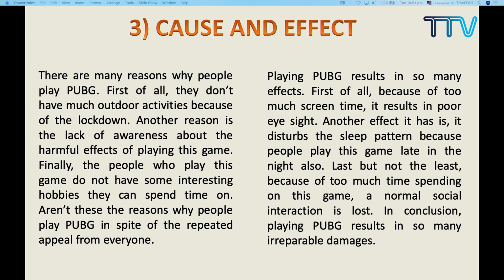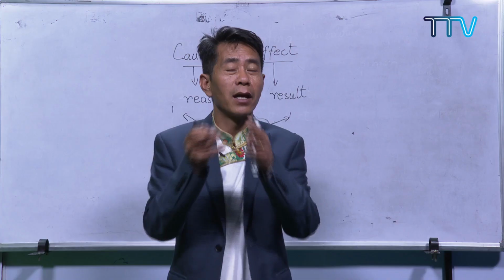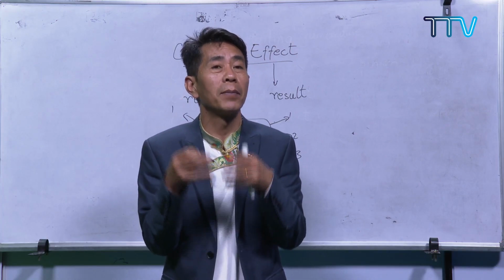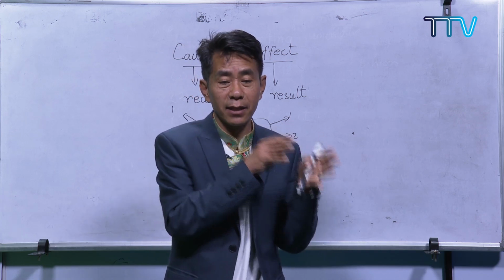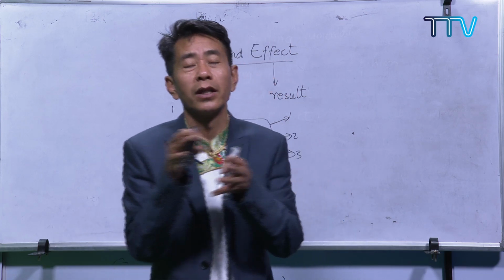Okay, the damages that you cannot repair. So this is just an example. You must have decided which paragraph talks about the causes and which paragraph talks about the effects. You just try to decide which paragraph talks about all the causes, and which paragraph talks about all the results, all the effects. So you see, even on one simple topic, playing PUBG, you can write either on the causes side or on the effect side.